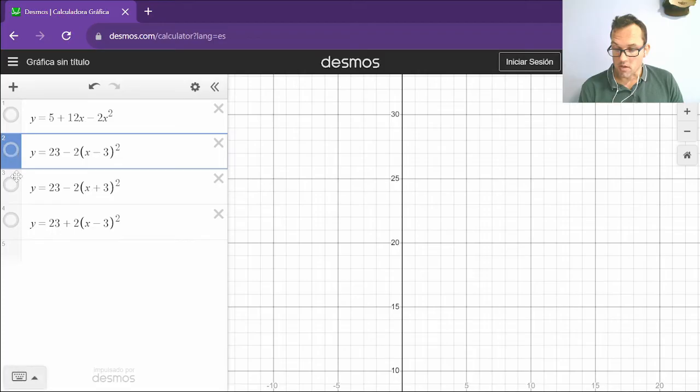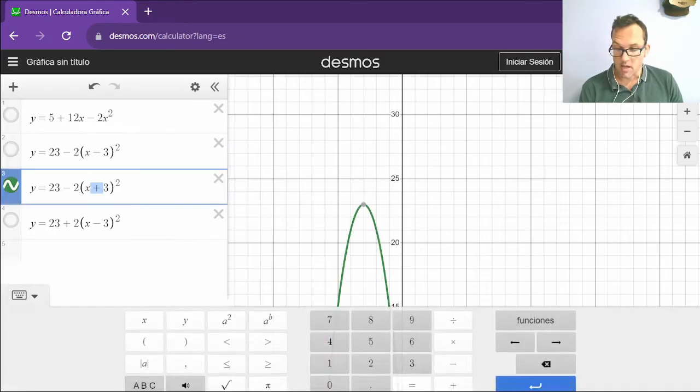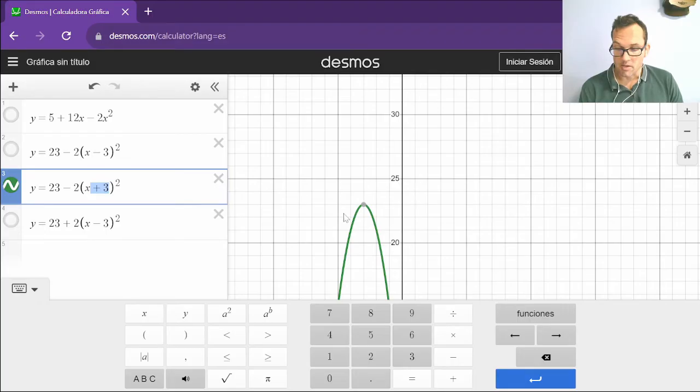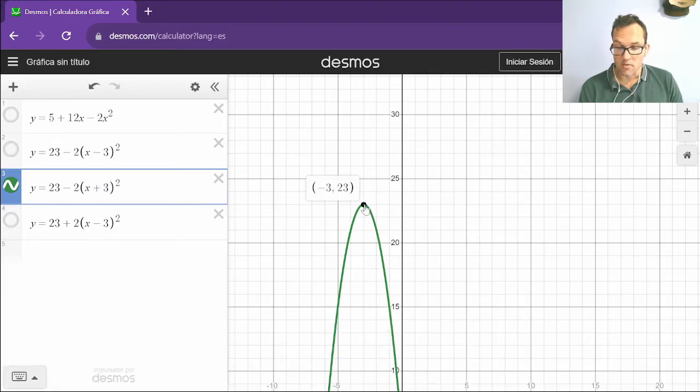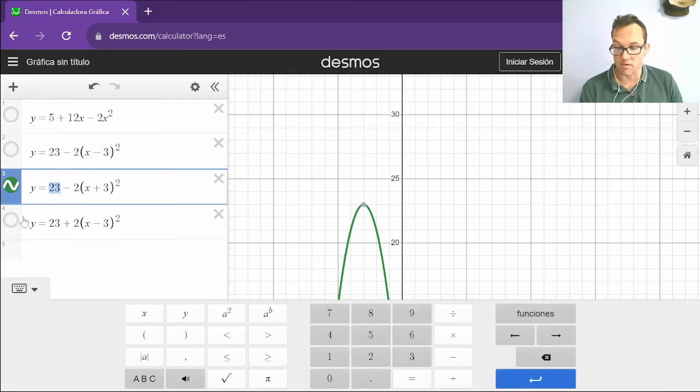Let me show you another one. I've got a very similar equation here. The difference now is I've got a plus 3 there. So the x value for the turning point is going to be minus 3. You have to change the sign, but the 23 stays 23. The y value stays the same.